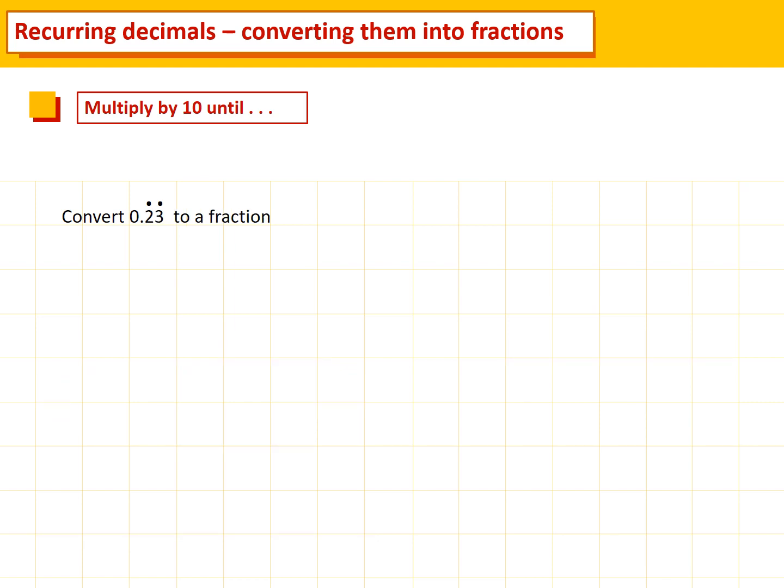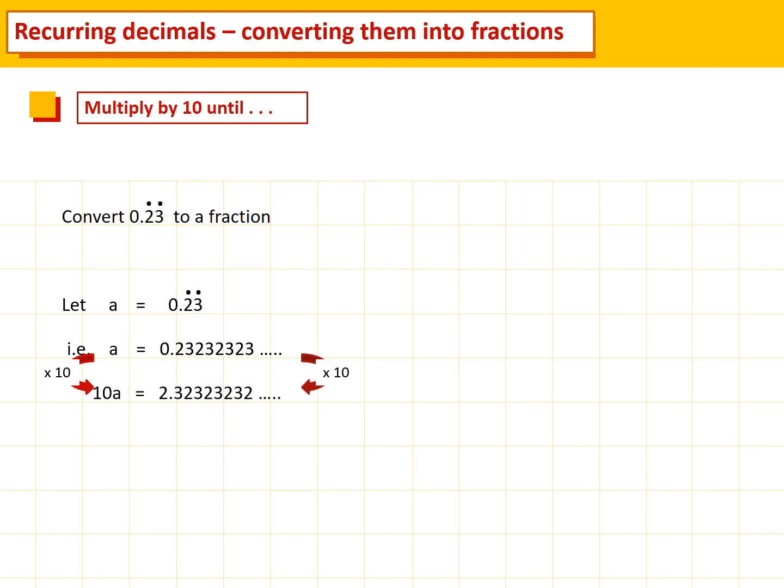Example 3, we've got 2 digits repeating. A equals 0.232323. We multiply by 10 again. So we have 10A, and on the right hand side we've got 2.323232. Now note, the decimal parts are not the same.